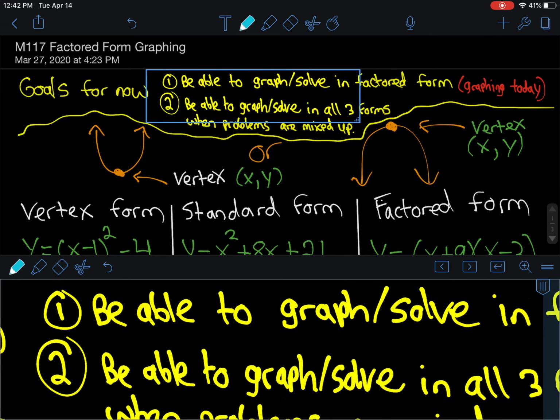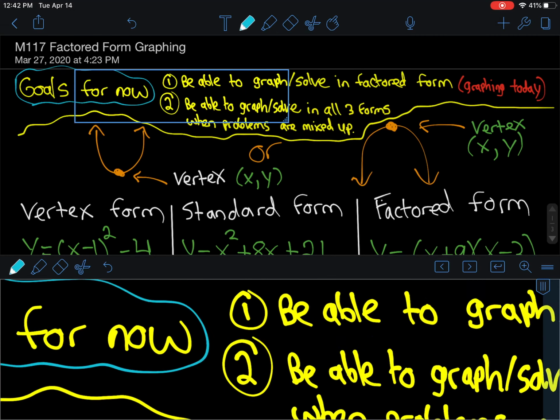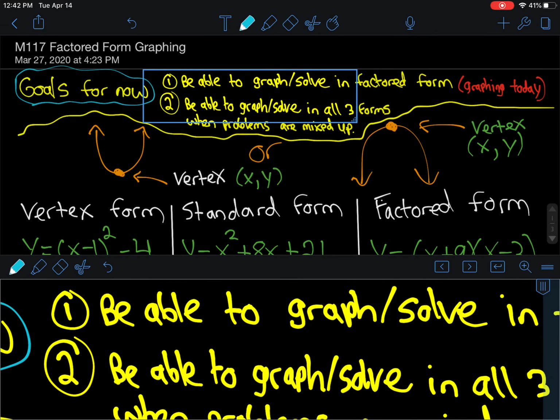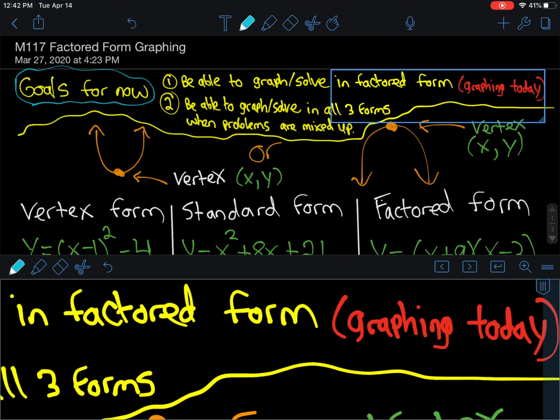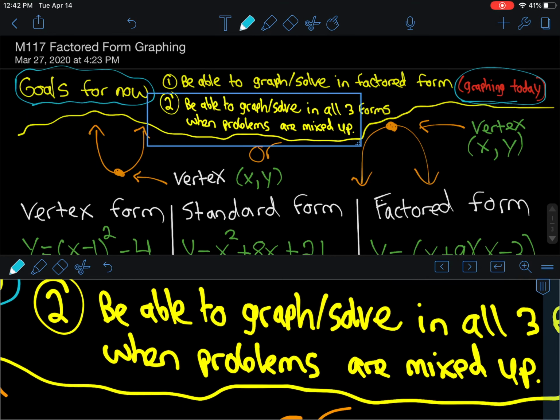Now, understand, I like setting some goals for this week, what we're going to be achieving, or hopefully you should somewhat know how to do. The two big goals are that, hopefully by the end of the week, you should be able to graph and know how to solve in factored form. Today is all about graphing. And then we're also going to be able to hopefully graph and solve in all three forms, that is vertex form, standard form, and factored form, when the problems are all mixed up.